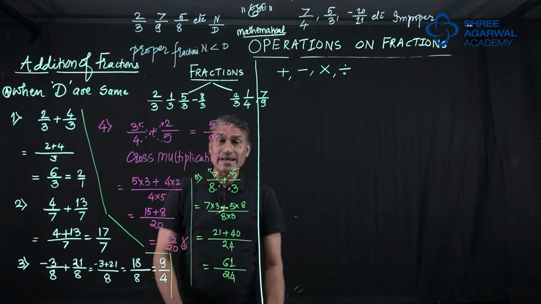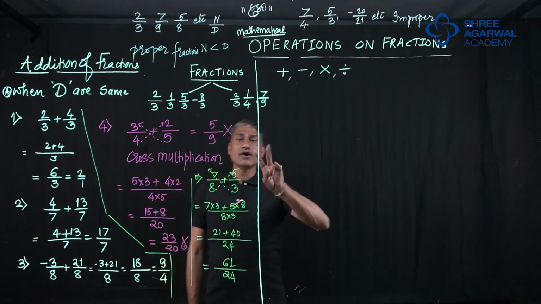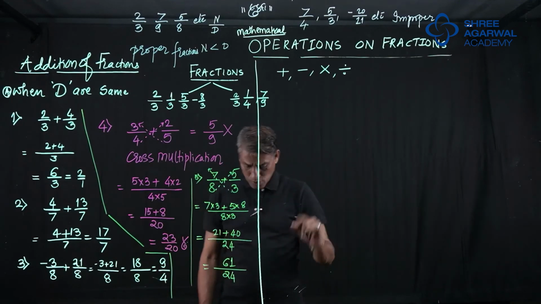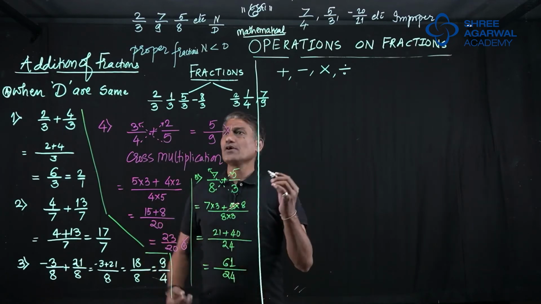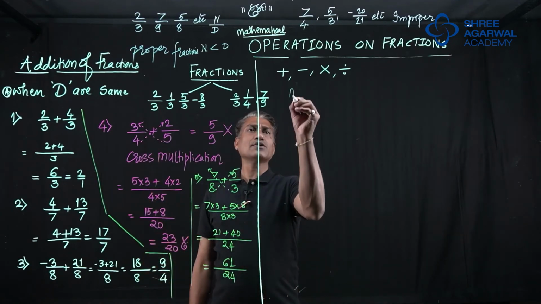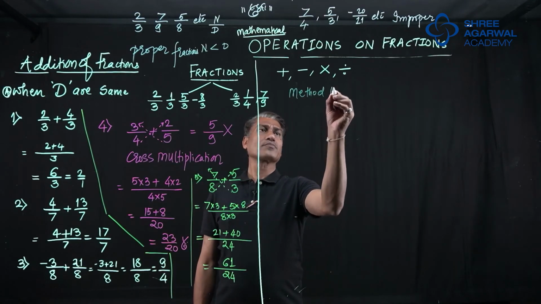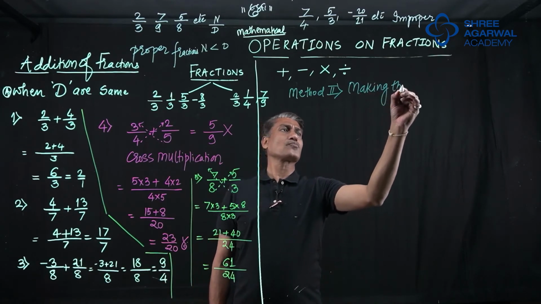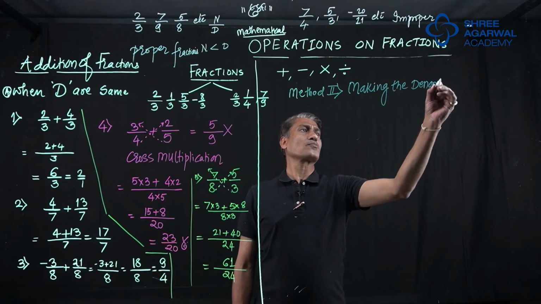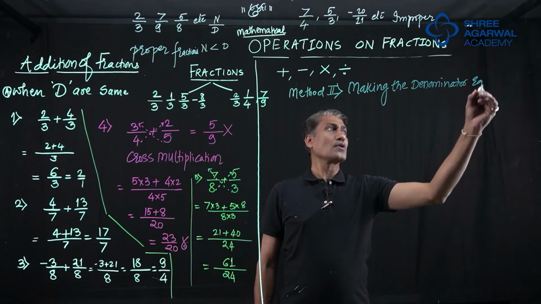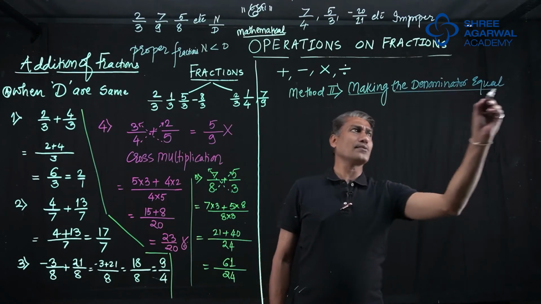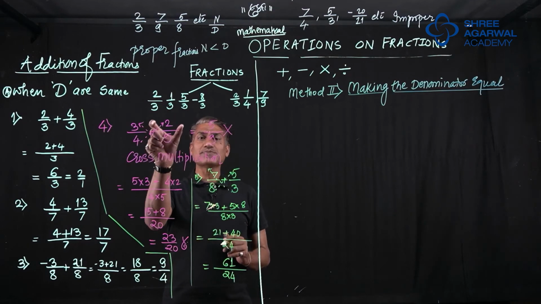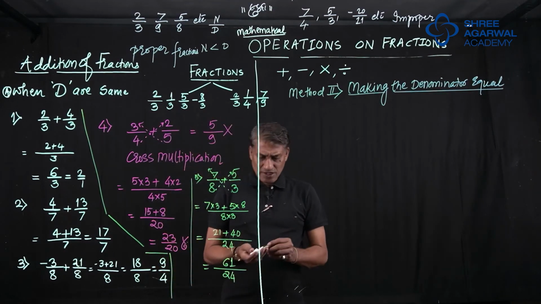Now we go to understand the second method, which is called making the denominator equal, making the denominator same. Okay, so I'm going to explain you here. This was first method, now method 2. Making the denominator same. Making the denominator equal. If you name the first method, what would you say? Cross multiplication method. So how to do this?